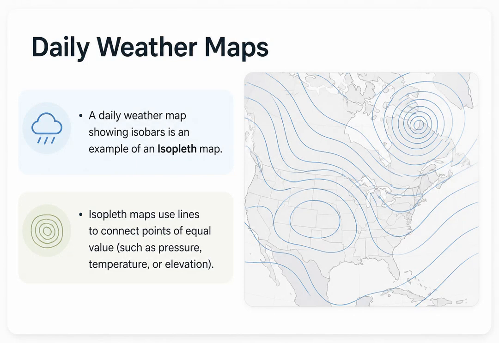If you ever look at a daily weather map featuring these isobars, you are looking at what geographers call an isopleth map. This was actually a question on the UPSC prelims in 1997. Isopleth maps are specifically designed to show lines connecting points of equal value, whether that's pressure with isobars, temperature with isotherms, or elevation with contour lines.